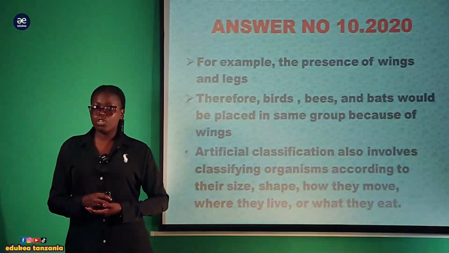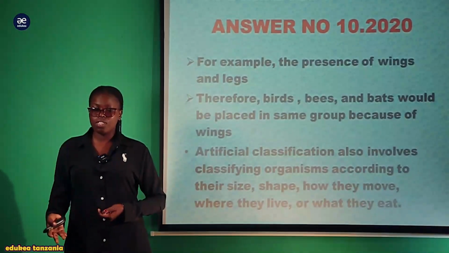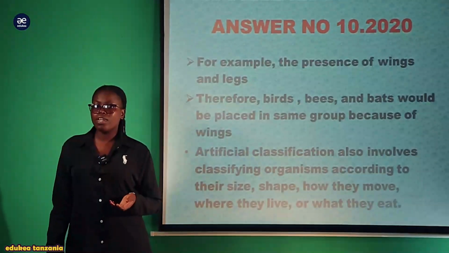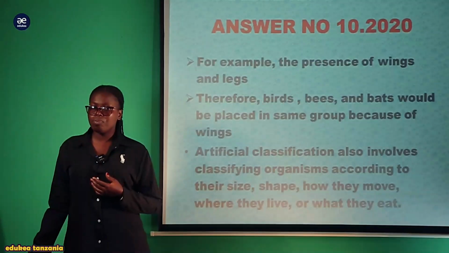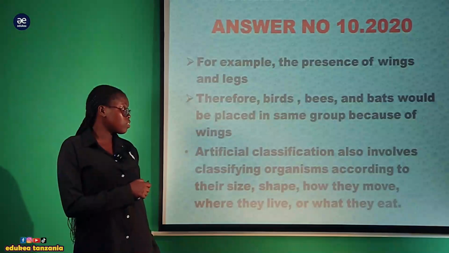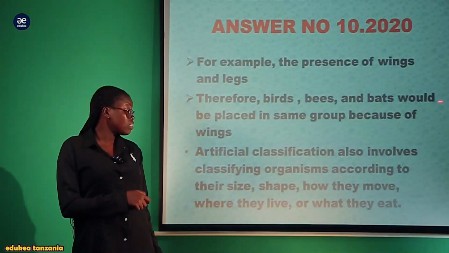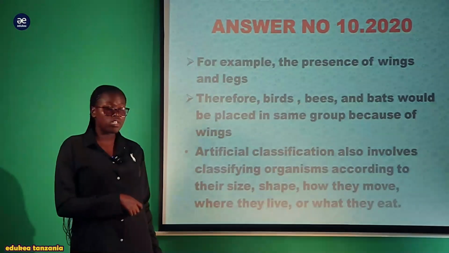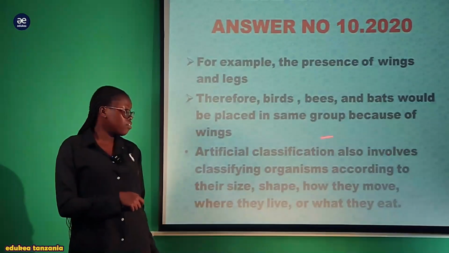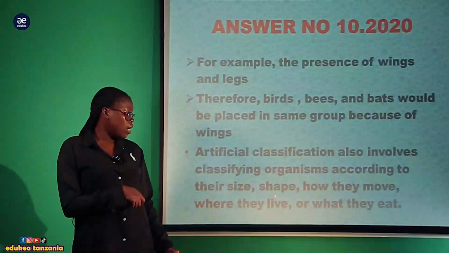So for example, in artificial classification we can group organisms depending on those with legs and those which are legless, or those with wings and those which are wingless. So winged organisms tend to be grouped in one group, and the wingless tend to be grouped in another group. Also, for example, once we consider the presence of the wings, bees and birds will be placed in the same group because they possess the wings. The artificial classification system involves classifying organisms according to their size, shape, how they move, how they live, or what they eat.